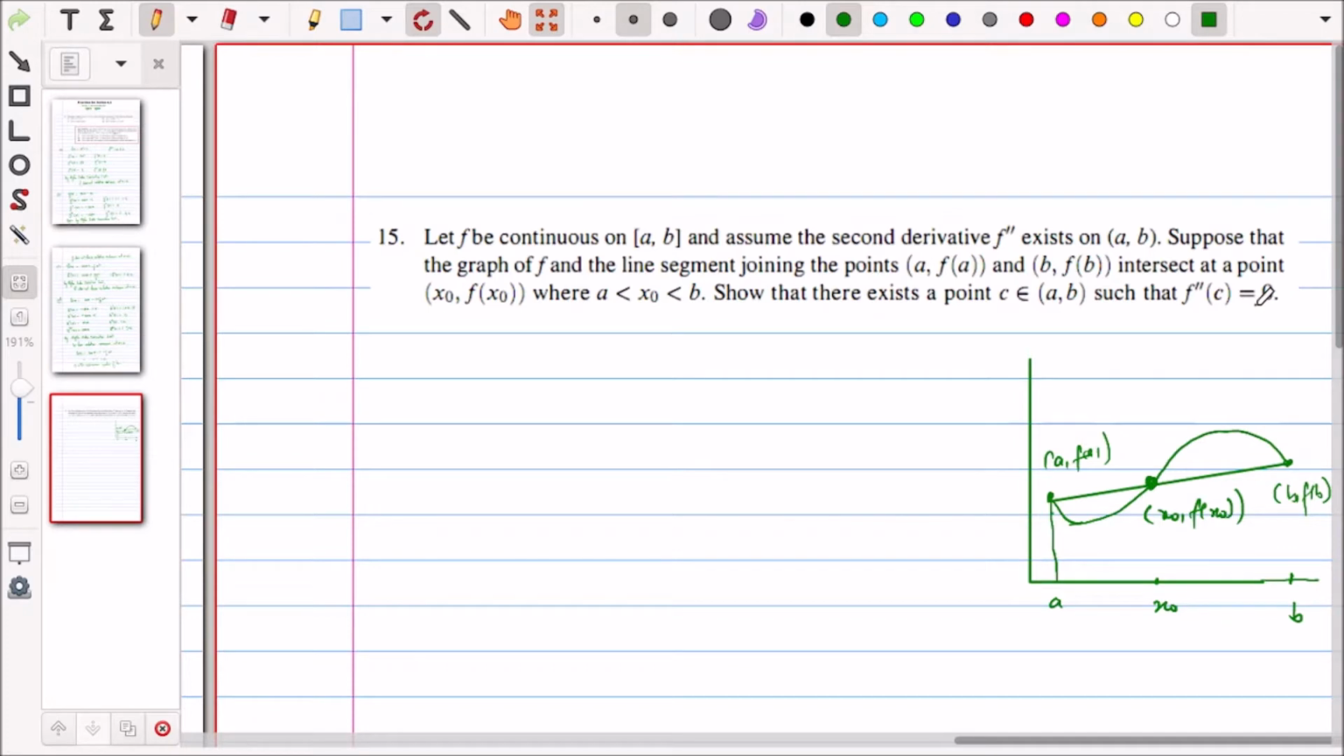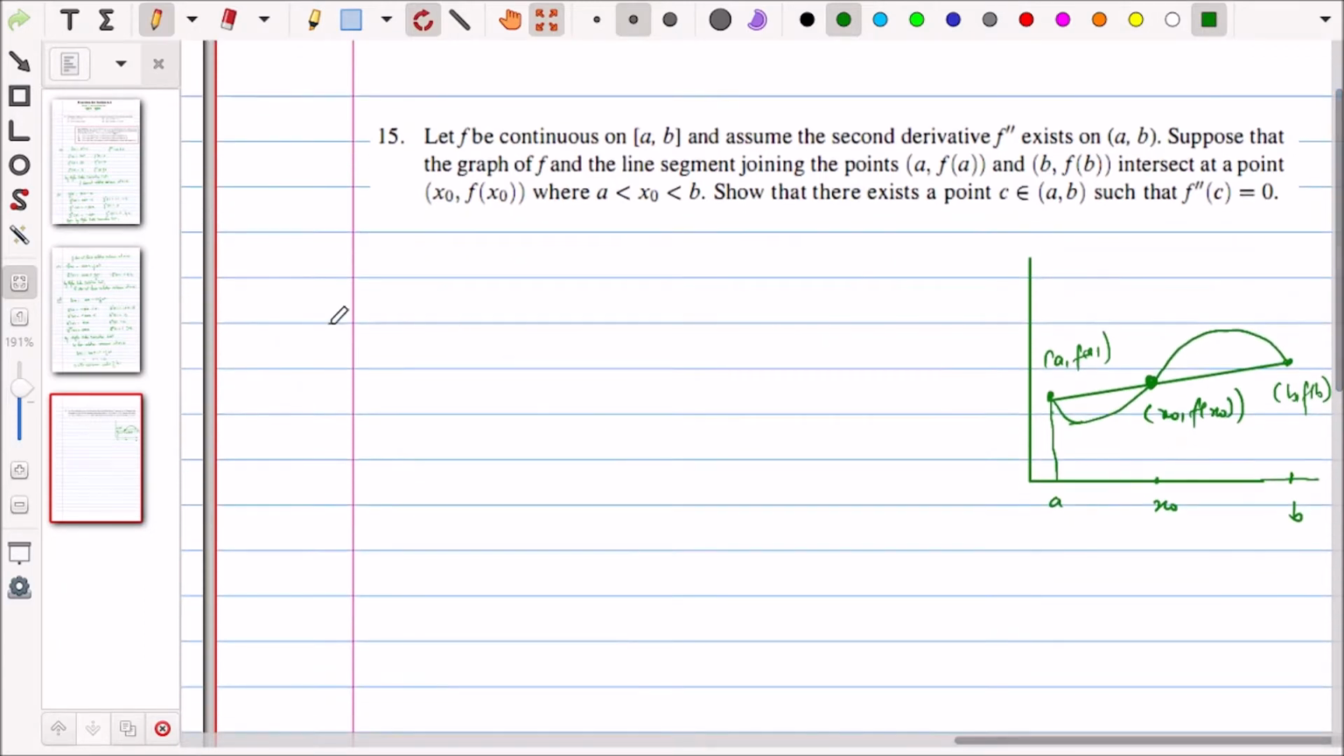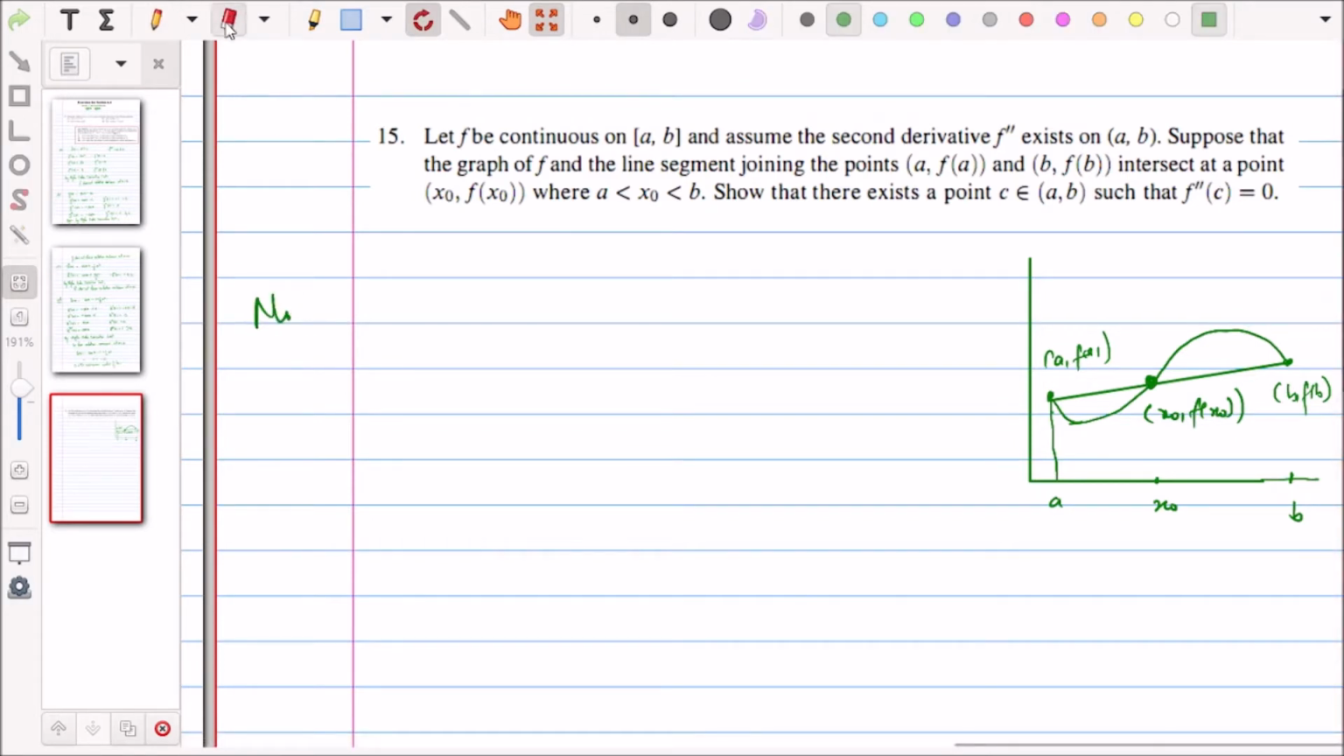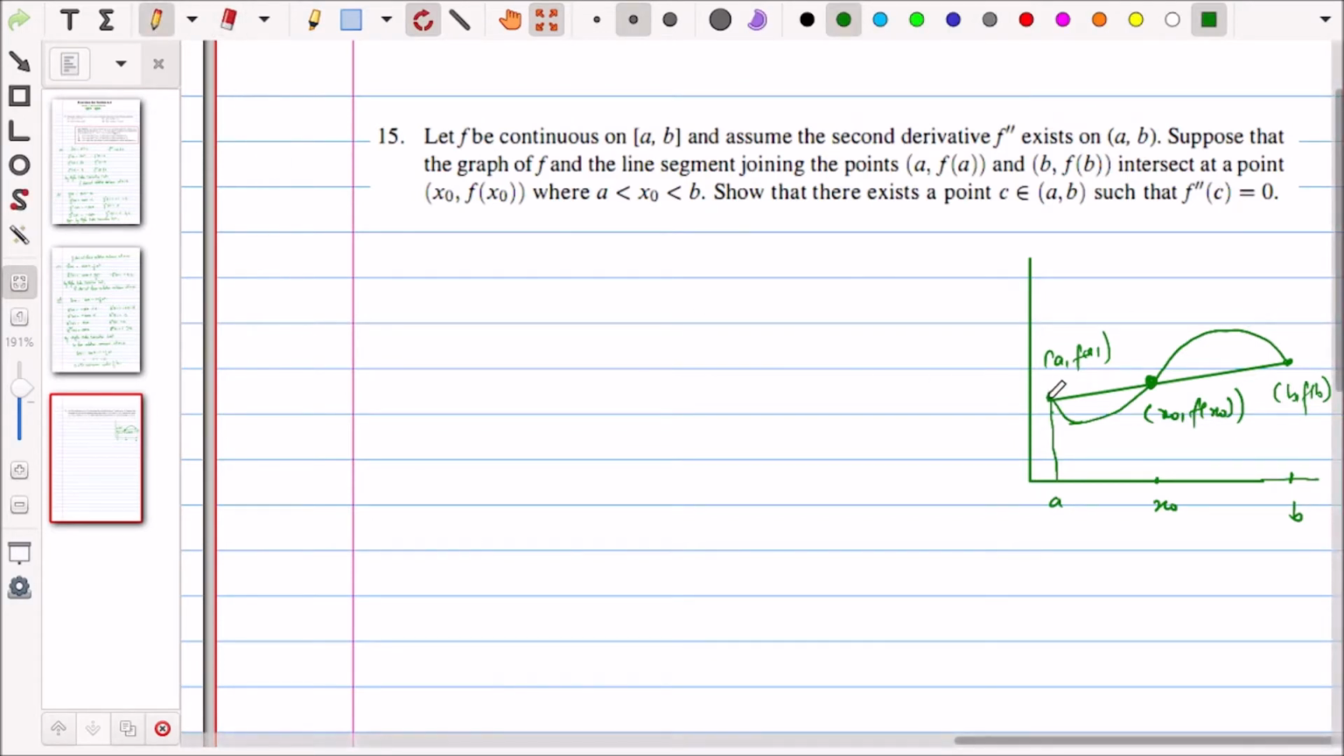So what we will do is we will apply the mean value theorem to the function on the intervals a to x0 and x0 to b, and then we will use one of the properties. Let us start with this proof.